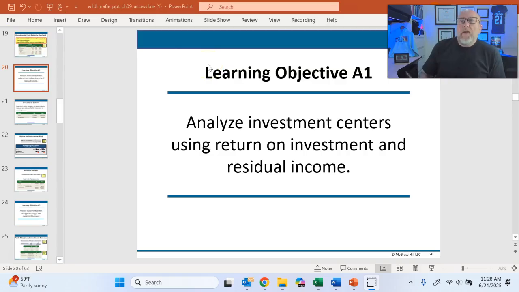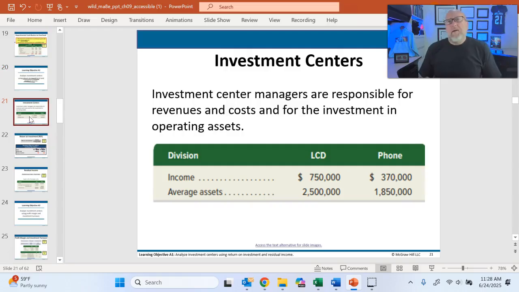Okay, so the way that we're going to analyze the performance of an investment center is in two ways. We're going to look at return on investment, which we call ROI, and then residual income. I'm a huge fan of residual income. Okay, investment centers. The first approach that we're going to employ is return on investment, and the inputs for the return on investment, which we will see in a second, are income and average assets.